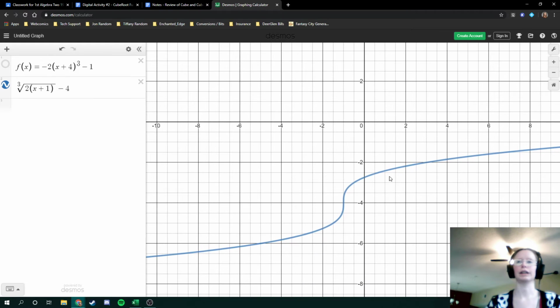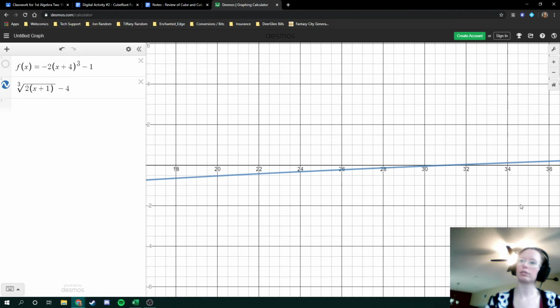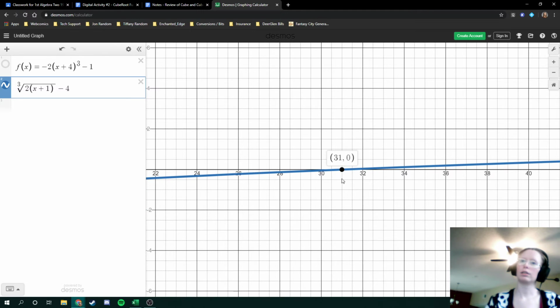Okay, so here it is. And just like the cubic, it has a domain of all real numbers going all the way left, all the way right, and a range of all real numbers going all the way up, all the way down. So let's see, our x-intercepts here, or no, that's our y-intercept, my bad. Our y-intercept is at 0, -2.74. And our x-intercept I need to scroll for a bit to find. There it is at 31, 0.